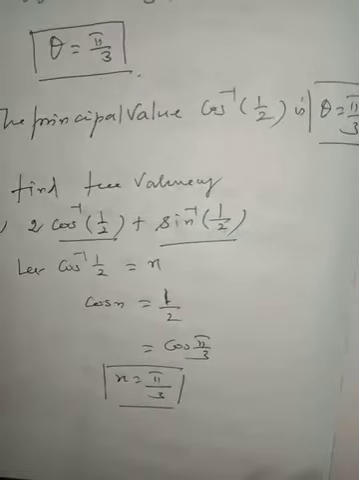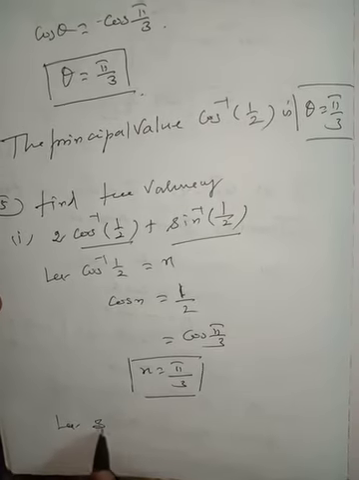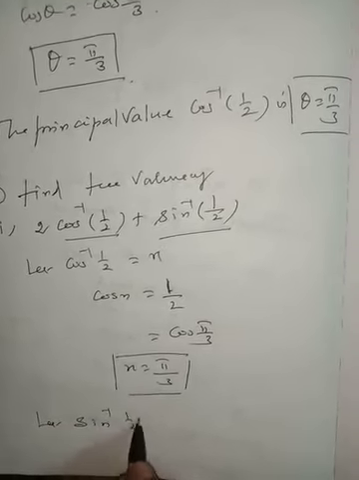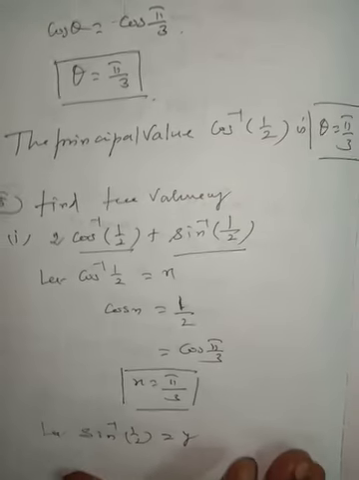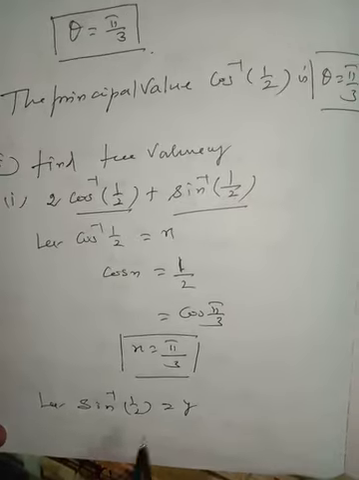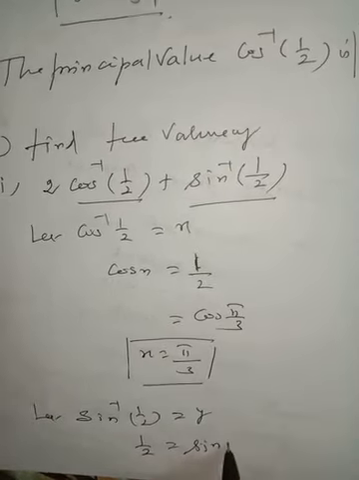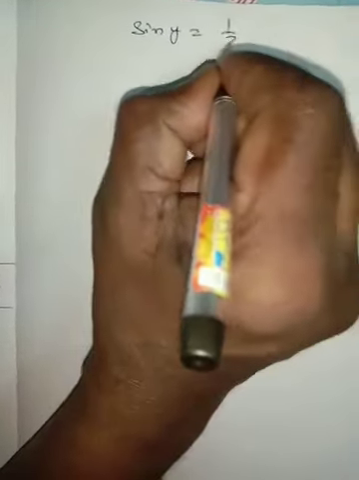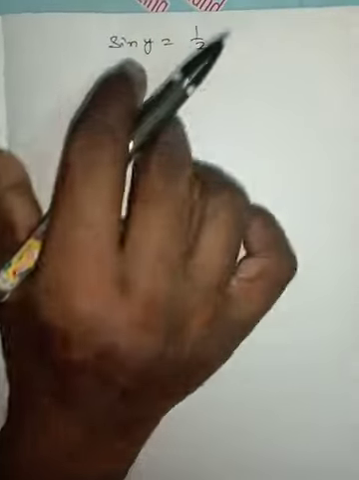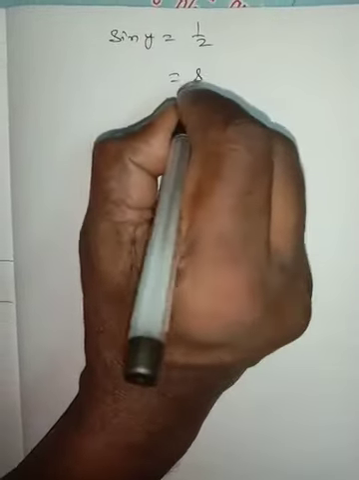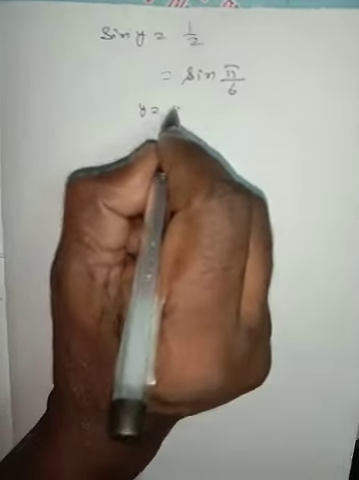Next, take the second part, sine inverse of 1 by 2 is equal to y. Y means another angle. Now 1 by 2 is equal to sine y. Sine y is equal to 1 by 2. In terms of sine column, sine 30 is 1 by 2. So sine pi by 6. Y is equal to pi divided by 6.